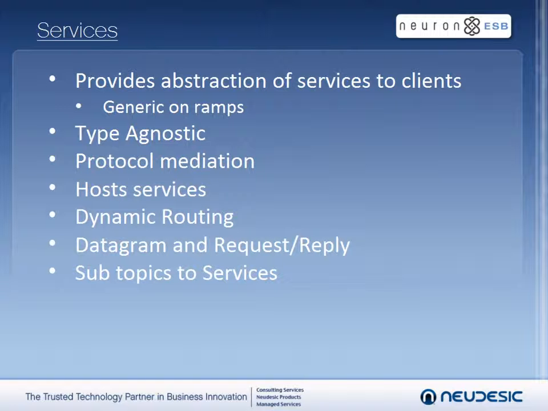Now services within Neuron, again, lots of things. You can create generic on-ramps. They're type agnostic. These are services hosted by Neuron. We can route a number of different ways to the back end. We automatically do protocol mediation, so you don't have to. And you can do a number of interesting routing. You saw so far routing by topic, routing by action. So there's other ways to route and even circumvent the bus altogether. The key there is when you're working with services, you want to always be thinking about mapping subtopics to services. Always doing that.